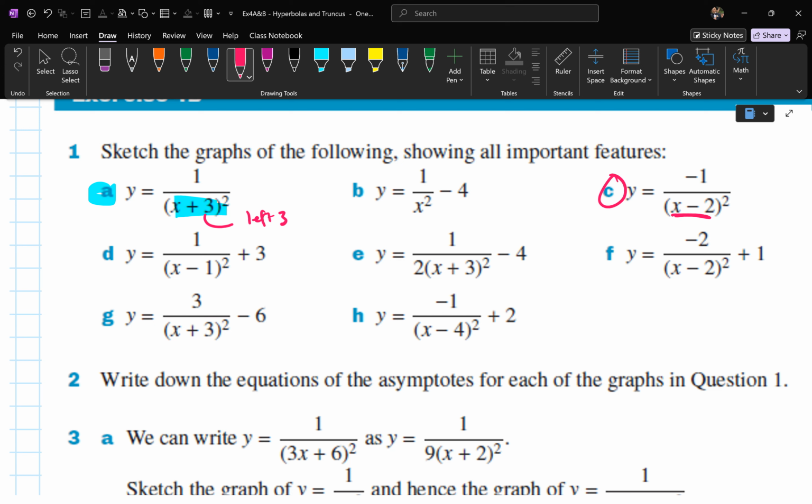C. Very good. Again, it's what you're dealing with the x. It's that x minus 2. That's what you're doing. So the x minus 2.